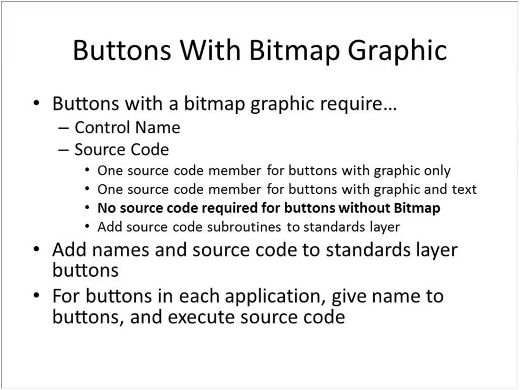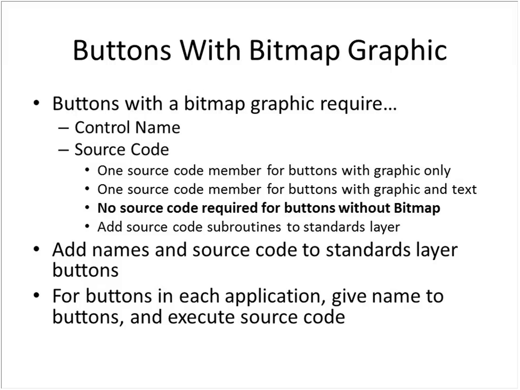So basically, you're going to add source code to your standards model, and you want to add it in such a way that it is inherited through into every client function that you have. You're going to need to go in and give each button a unique control name. So you want to start with your standards layer. Any buttons in your standards layer, that's where you're going to go in. You're going to give those buttons a control name, and you're going to execute the source code for those controls.